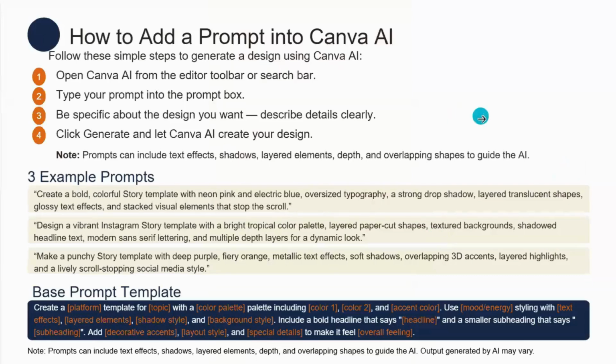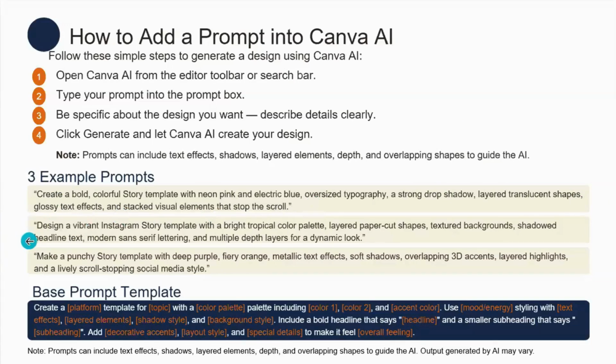And these are some of the prompts that I made. And I'll show you what it generated also. The first one is bright, it's pink and blue, it's oversized topography. I even tell it about drop shadows, layered translucent shapes, glossy text effects. The more descriptive you are, the better your AI will generate.